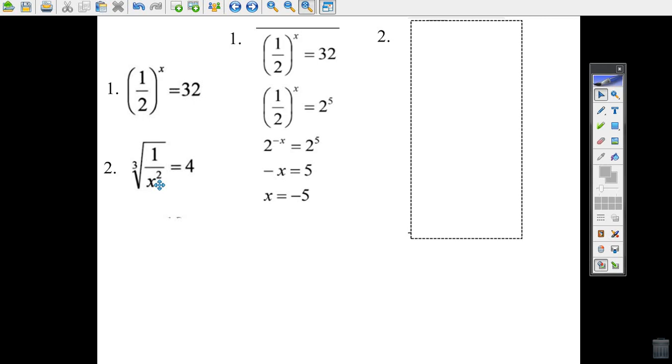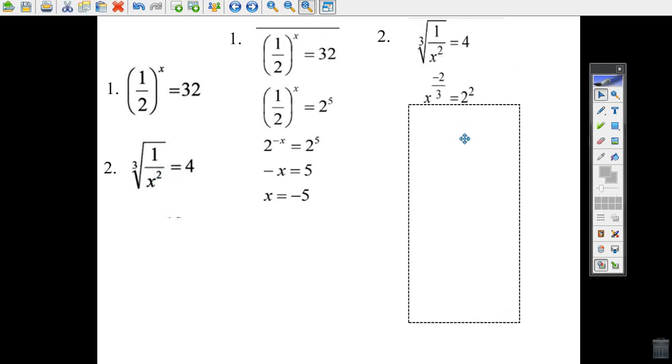Now let's just try this question. 1 over x squared. Well, that's x to the minus 2. And the cube root of something means that's the denominator of the fraction. So this is really x to the minus 2 over 3. So that's what that part is. And 4 is 2 squared. That's not too hard. Okay, now you have to know what to do with this.